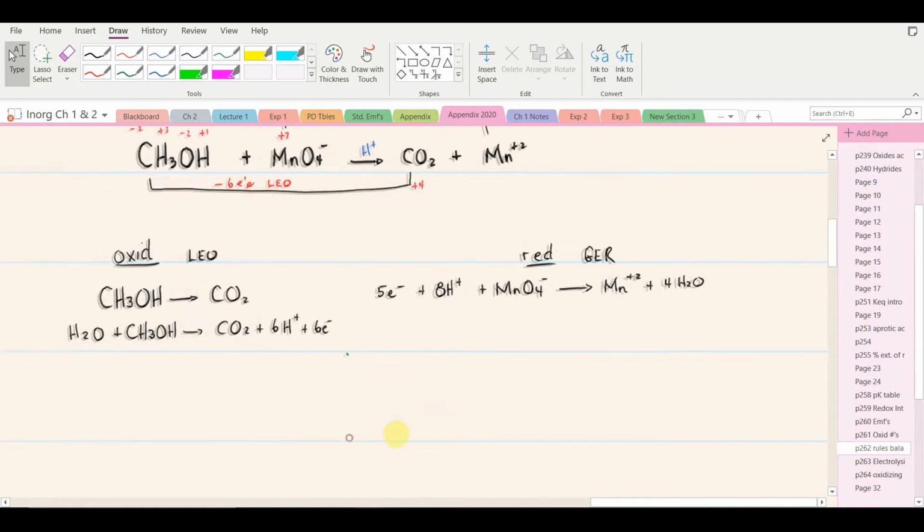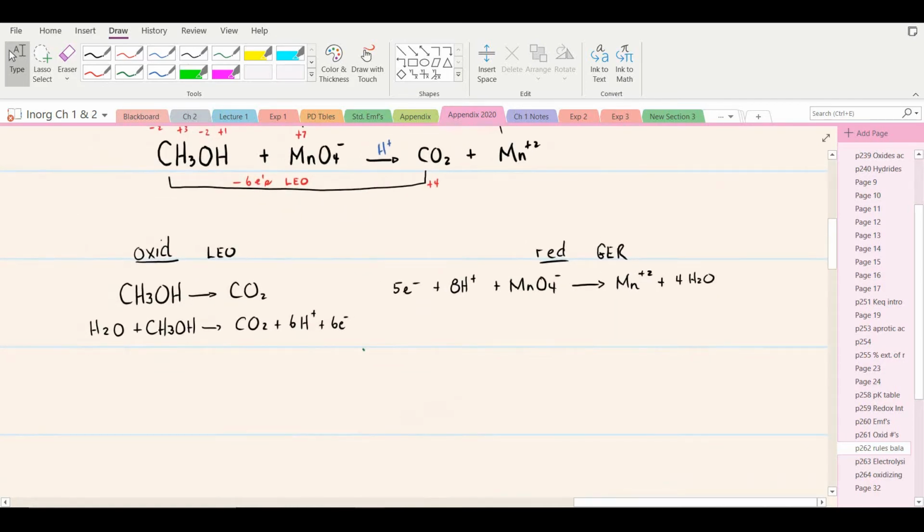Now these will combine in a stoichiometric ratio such that the number of electrons gained is equal to the number of electrons lost. In acid-base reactions, we combine hydrogen ions with hydroxide ions. But in redox reactions, it's the number of electrons that have to balance. What's the lowest common multiple of 6 and 5? Well, it would be 30, right? If I multiply the oxidation reaction by 5, the reduction half reaction by 6, I'll have 30 electrons transferred in each case.